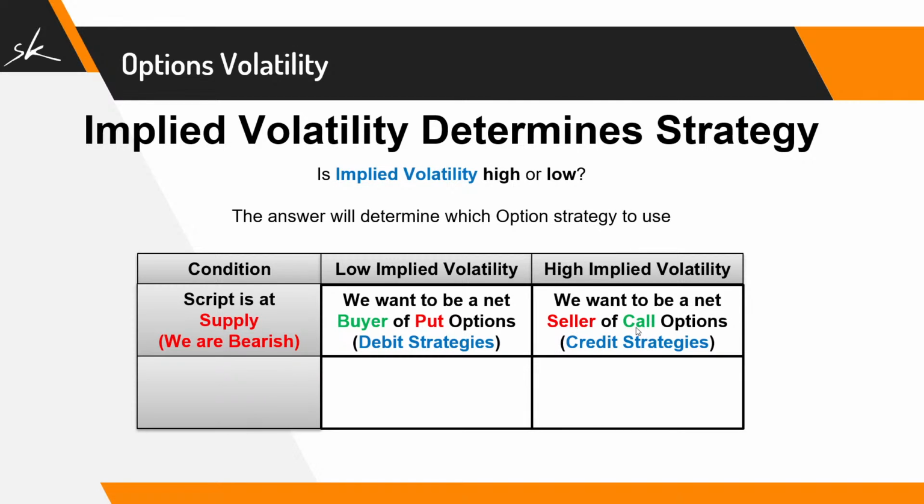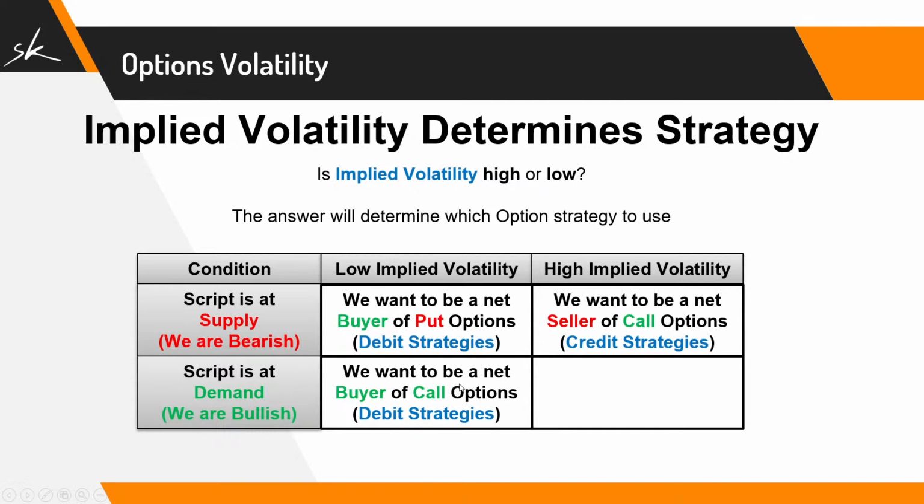Now, similarly, if the script is at a demand area, at demand we want to plan bullish trades because we are expecting prices to move up. If the implied volatility is low, that means cheap price. Cheap price we would be interested in buying, right? And we want to have a bullish position. So plus will be plus. What is plus? Your calls are positive units. So I will be buying a call because by buying a call, I will be creating a bullish position.